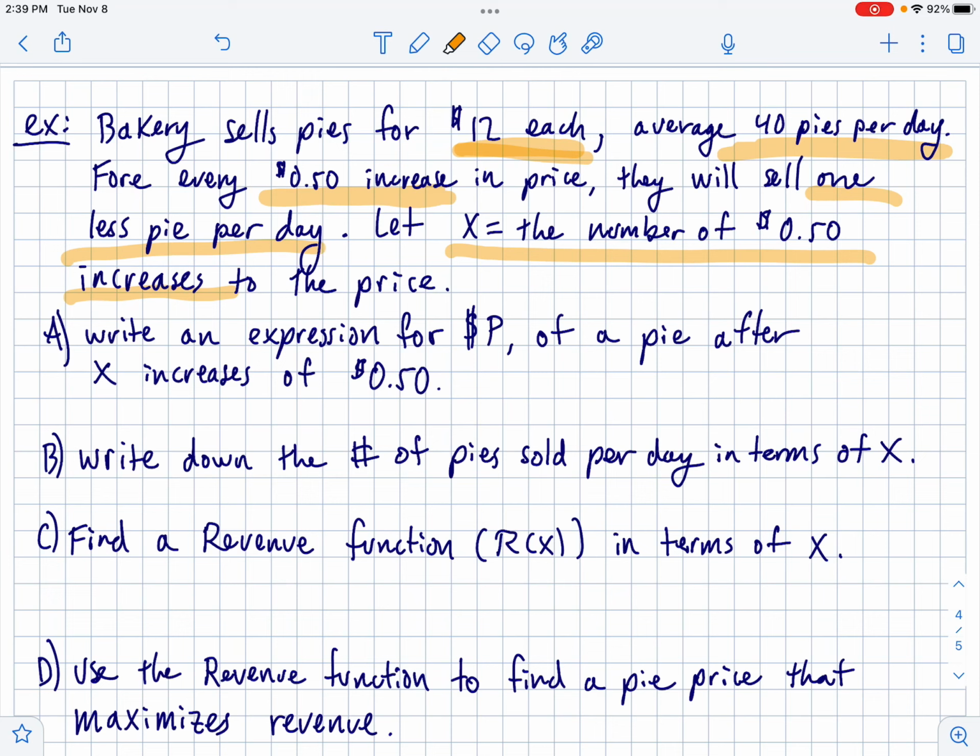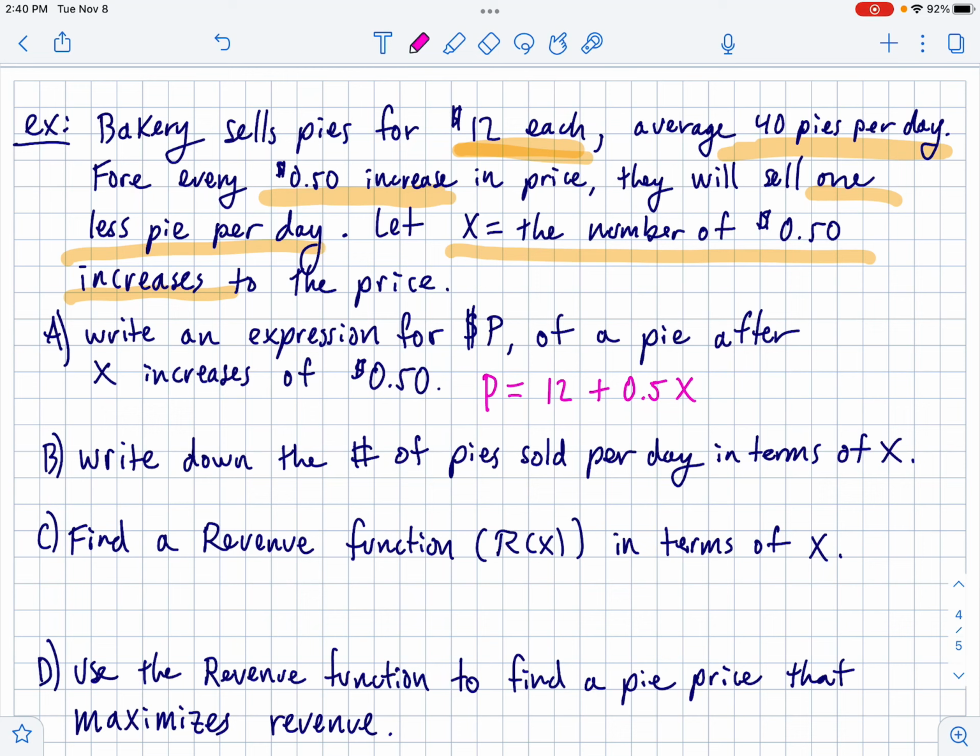Okay, so that makes sense. If you charge more for a pie, people are going to buy less of them per day. So you've got to find that sweet spot where people are buying the most amount of pies that give you the most money, which is where this problem is heading. So first up, we are going to write an expression for P, the cost of a pie, after X increases of 50 cents. Well, they are starting at $12. So the price is $12, and then every 50-cent increase is going to be a 0.5x increase. So the price is 12 plus however many 50 cents you're tacking on.